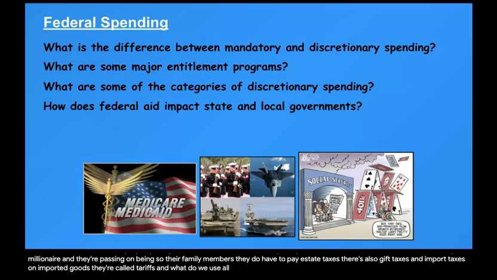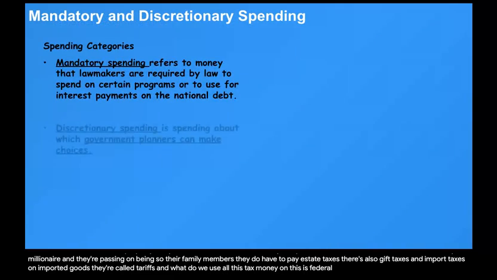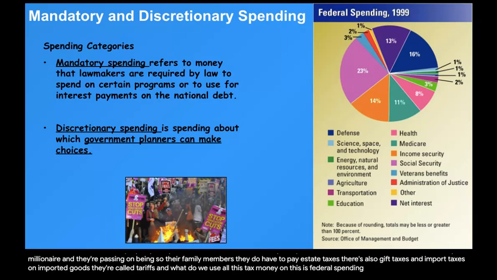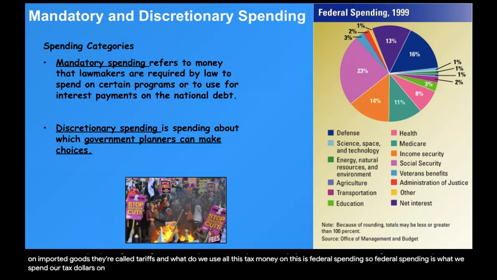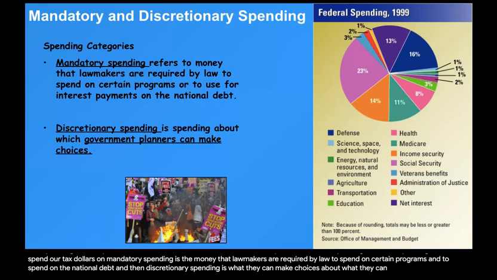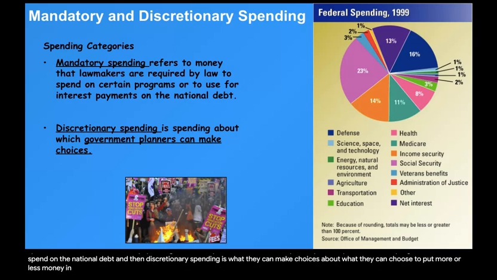What do we use all this tax money on? This is federal spending. So federal spending is what we spend our tax dollars on. Mandatory spending is the money that lawmakers are required by law to spend on certain programs and to spend on the national debt. And then discretionary spending is what they can make choices about, what they can choose to put more or less money into.